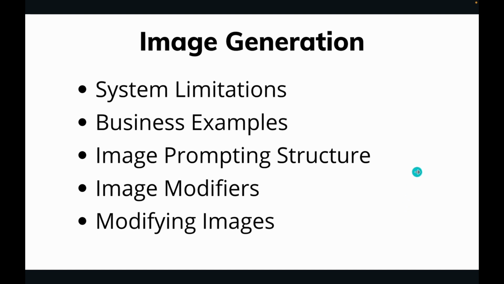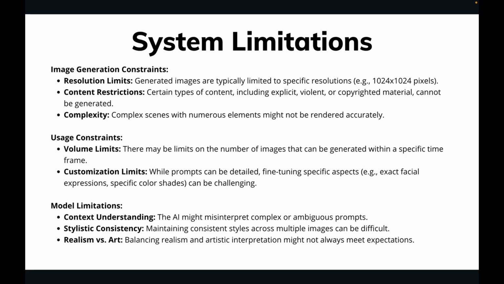Let's begin. Let's first talk about system limitations with image generation. There are constraints when you're using them. There's resolution limits. Usually it's like 1024 by 1024. You could do different aspect ratios, for example square, thumbnail, or landscape. There are content restrictions, meaning that certain types of content, including explicit, violent, and copyrighted material, cannot be generated. And especially things that are complex with scenes, lots of elements or characters. That's where the system kind of falls apart. So keep it simple, keep it clean, and it will work great.